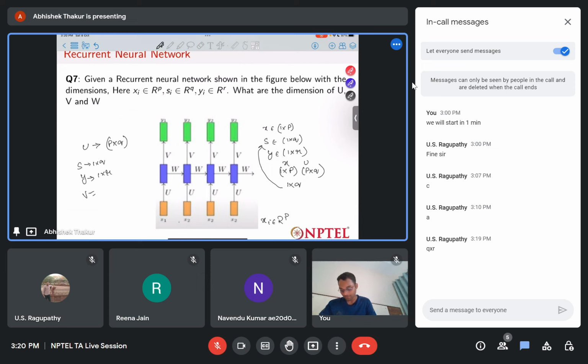S into B is equal to Y. So S is 1 cross Q, 1 cross R, so it will be Q cross R. This is the dimension of the matrix. Don't get confused: if a matrix of dimension 1 cross Q is multiplied with a matrix of dimension Q cross R, we will get a matrix of dimension 1 cross R. So what will be the dimension of V here? We have found it, that is Q cross R.